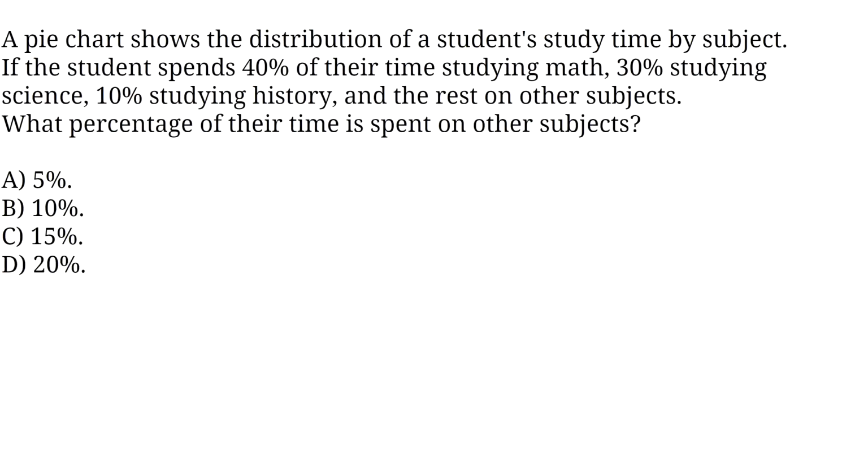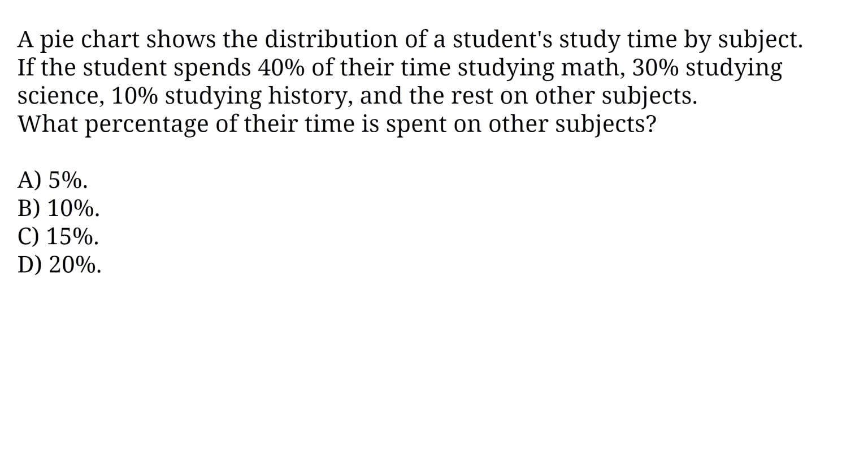A pie chart shows the distribution of a student's study time by subject. If the student spends 40% of their time studying math, 30% studying science, 10% studying history, and the rest on other subjects, what percentage of their time is spent on other subjects? A. 5%. B. 10%. C. 15%. D. 20%. To solve this question, we need to calculate the percentage of time spent on other subjects.